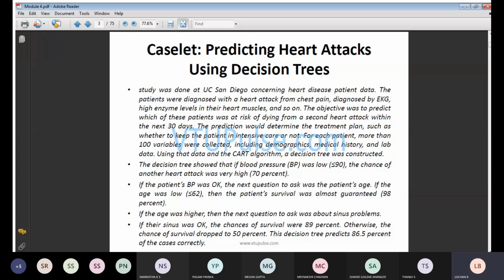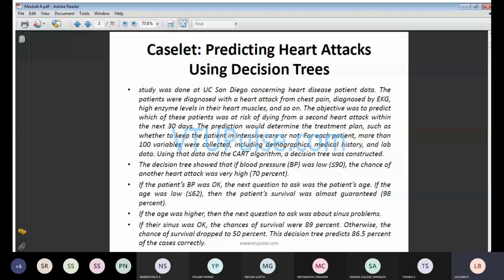For example, already one heart attack has been completed, so you need to check that the second heart attack should not occur within the 30 days. For that, what precautions you need to take and what treatment the patient has to take is a conversation between the patient and the doctor. So the prediction would determine the treatment plan, such as whether to keep the patient in the ICU. One thing I want to tell you is that once a heart attack has been completed, the next heart attack may happen in the 30 days, so the doctor will be thinking whether that particular patient needs to be kept in the ICU or not.